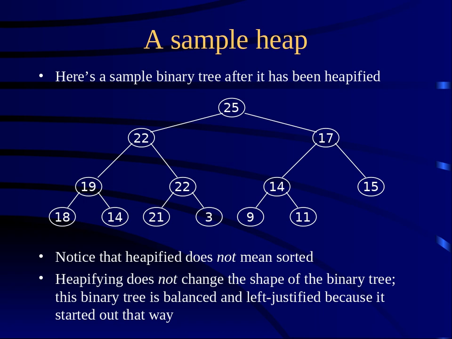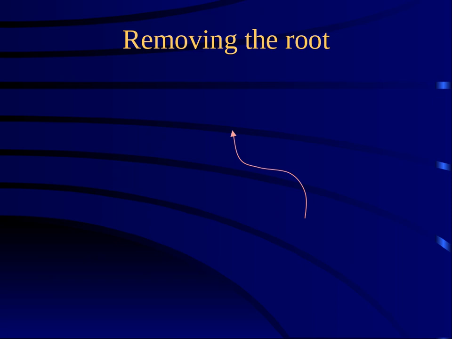Heapifying does not change the shape of the binary tree. This binary tree is balanced and left justified because it started out that way, and a heap always maintains a balanced, left justified binary tree. I don't know how many times I'm going to say that today. Balanced, left justified. Now, removing the root.